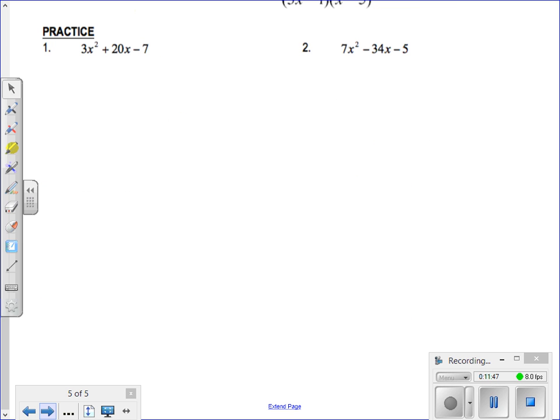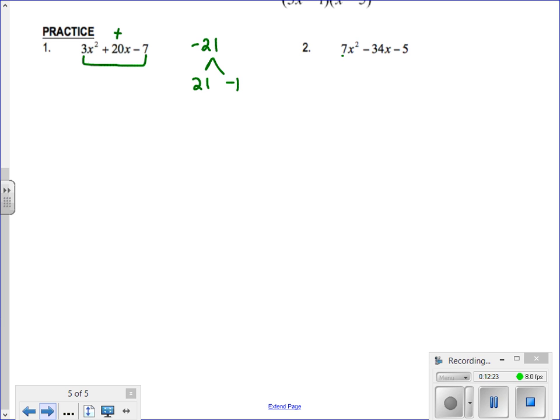Now this is again split the middle, but the difference is there's not a 1 this time in the front, there's another term. So we're always going to start by multiplying the first number and the last number. 3 times negative 7 is negative 21. I need two numbers that multiply to negative 21 and add to 20. These end up being 21 and negative 1. 21 times negative 1 is negative 21, and 21 minus 1 is 20, which is exactly what I want.